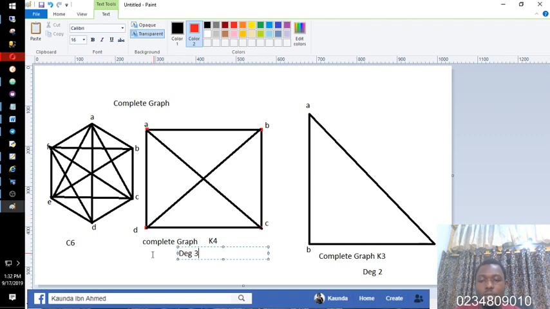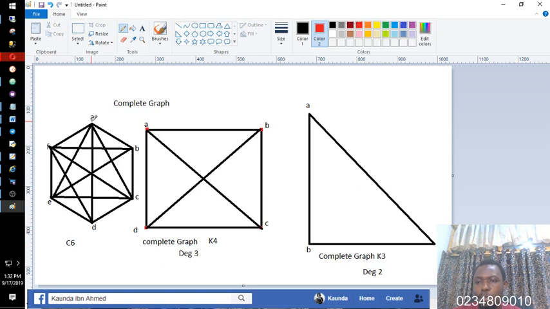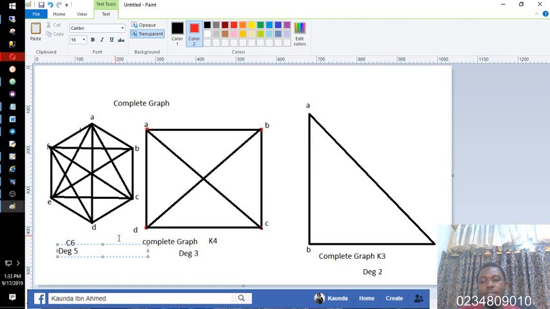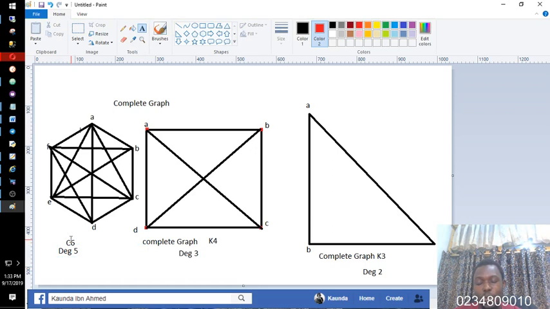Now, if you come here, this is 1, 2, 3, 4, 5, 6. So A has connection to 1, 2, 3, 4, 5. B has connection to 1, 2, 3, 4, 5. So you can modify the rule: in the complete graph, every vertex connects to all other vertices except itself. So each of the vertices has a degree of 5. And what pattern do you see? This number of vertices is 6, each has degree of 5. This one is 4, degree is 3 for each. 3, degree is 2. So the degree for each is always the number of vertices minus 1.